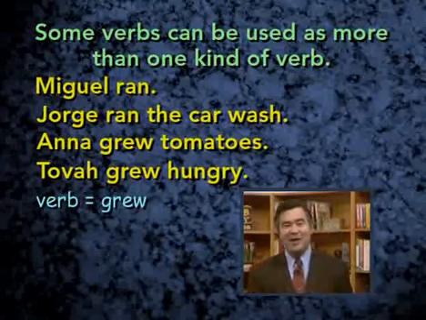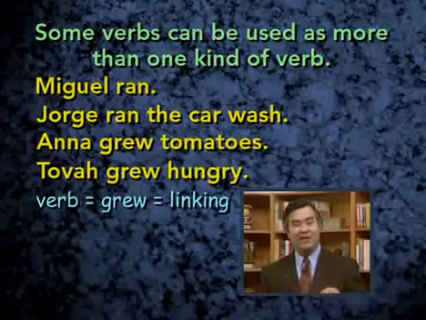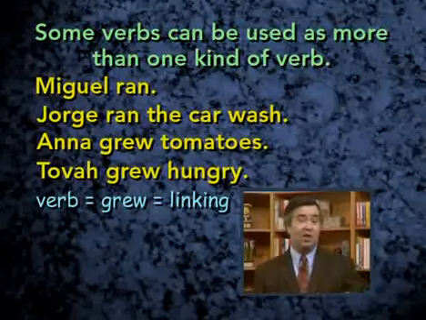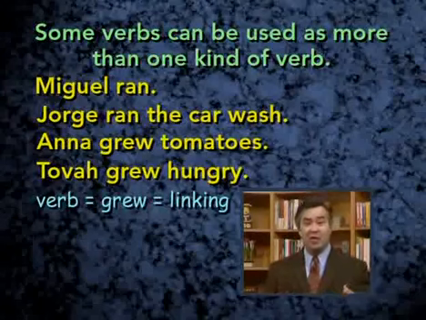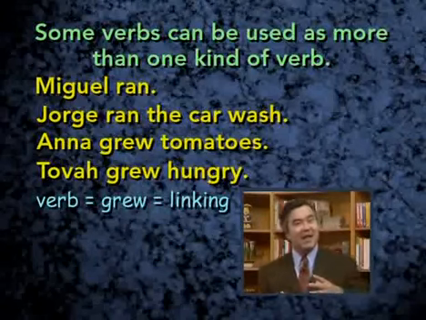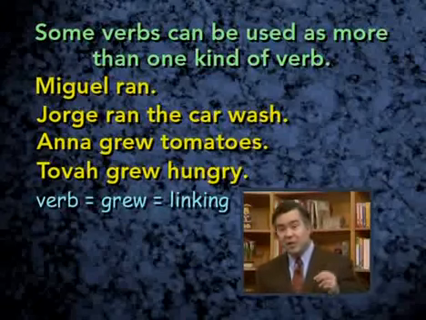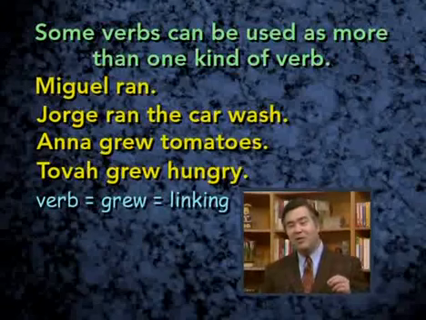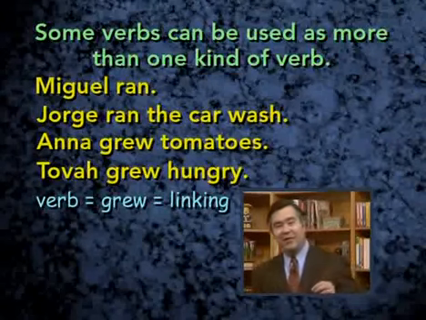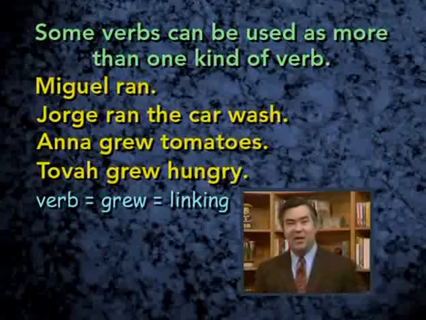In this case, grew is being used as a linking verb. The two words Tova and hungry are being linked or equated. We're being told, in effect, that Tova was hungry. She grew hungry, that is, she got to be hungry over time, but in effect, the two things are being equated with one another. Tova was hungry. That's another way of saying almost the same thing as Tova grew hungry. So in this particular example, the verb grew is being used as a linking verb. It is linking Tova and hungry. The two things are being equated with one another.